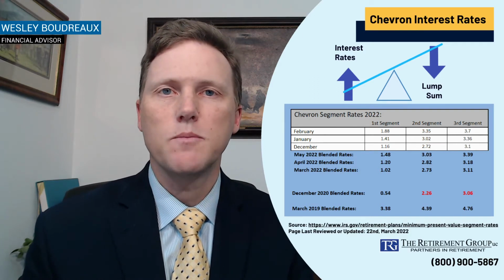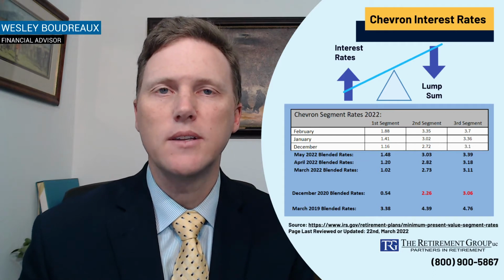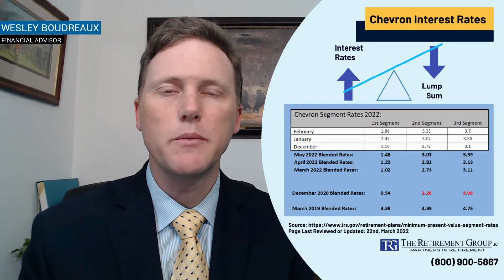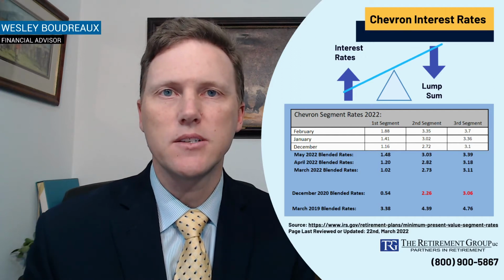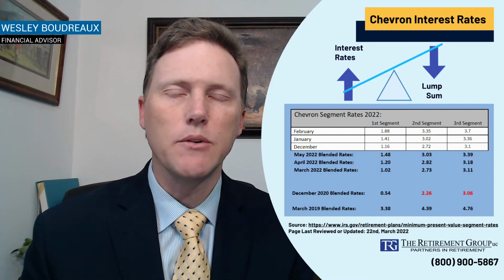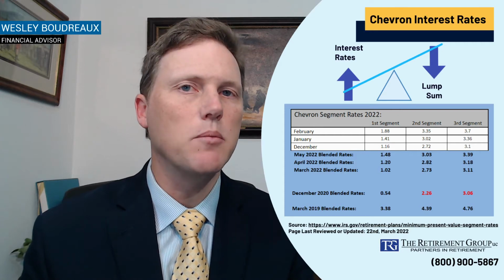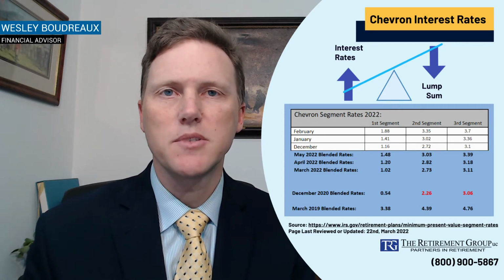And we saw that dramatically during the pandemic. Interest rates went down to historic lows, which meant we saw lump sums hitting historic highs. Now we're on the flip side of that. We're seeing some massive inflationary pressure, and we're seeing the interest rates not just move up, but move up quickly. So we're seeing those lump sums decline.